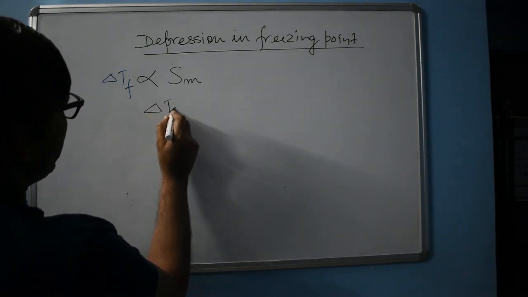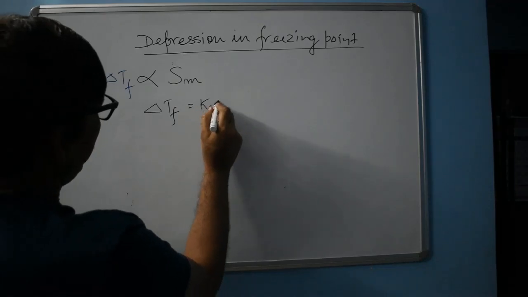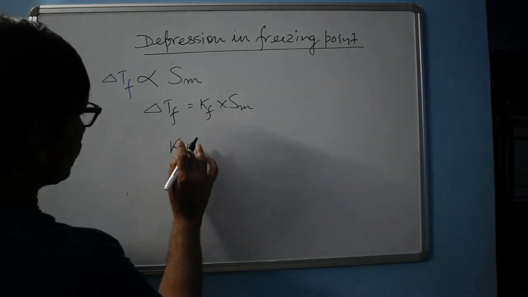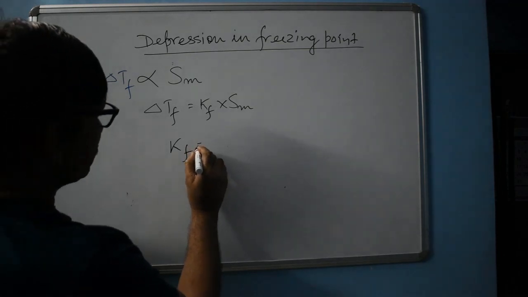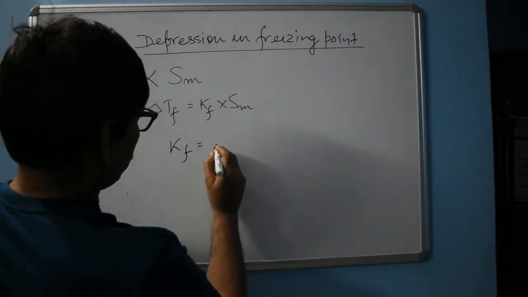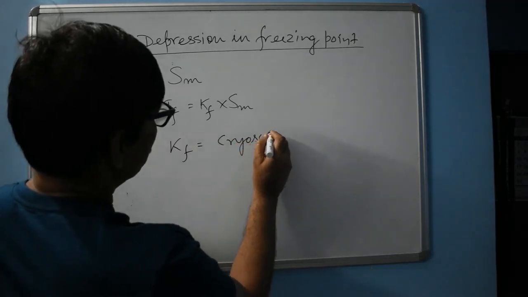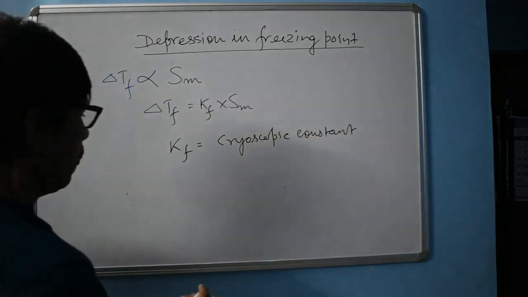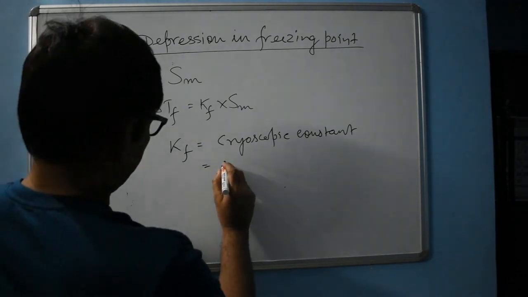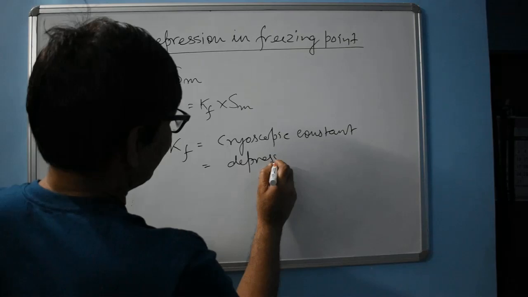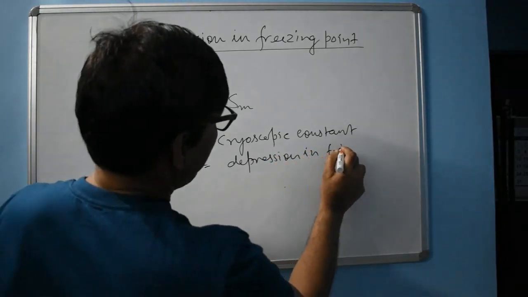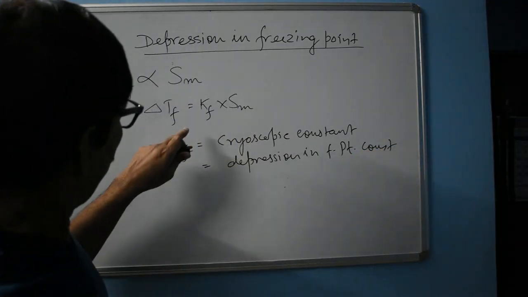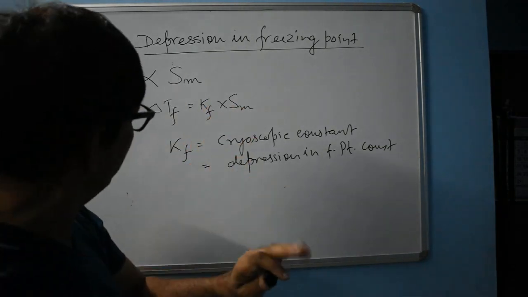Therefore delta Tf is equal to some constant Kf into strength in molality, where Kf is a constant for the solvent called cryoscopic constant, or also called depression in freezing point constant, and this is constant for a particular solvent. It has nothing to do with the solute.